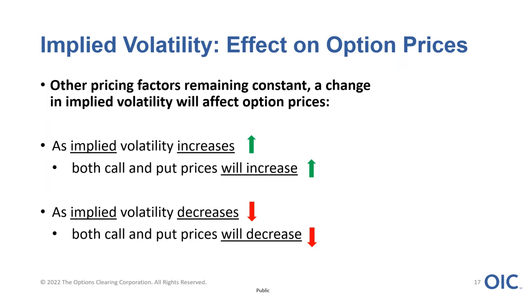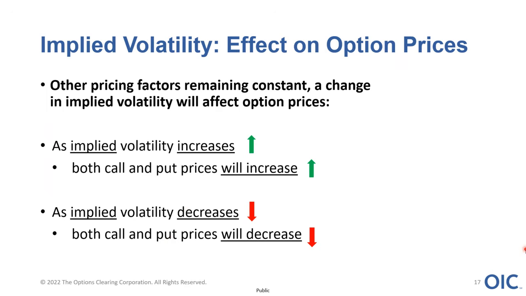If you keep everything constant and the only thing you change is implied volatility, both call and put prices will increase. Conversely, if you keep everything else constant and you move implied volatility down, both call and put prices are going to decrease. That is something you can rely on. It is a modeling fact. It's not going to change. That's how implied volatility as a metric that gets pumped into these options works.